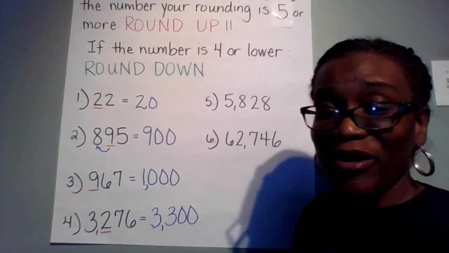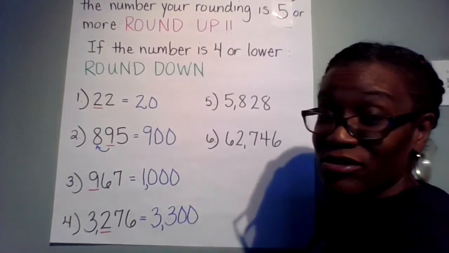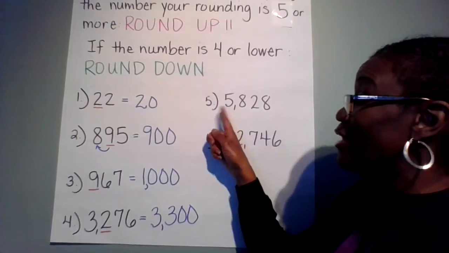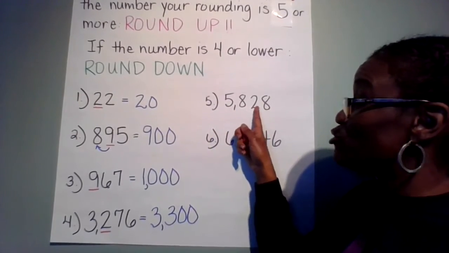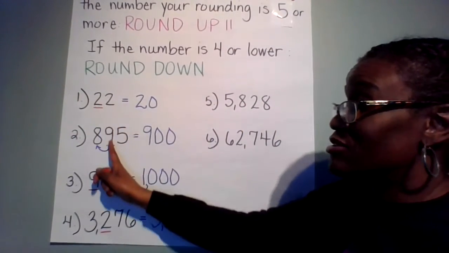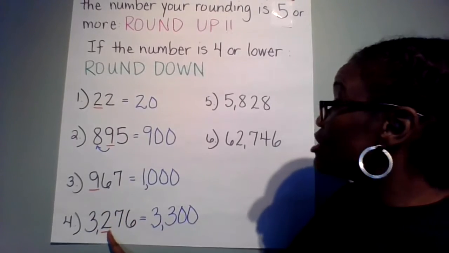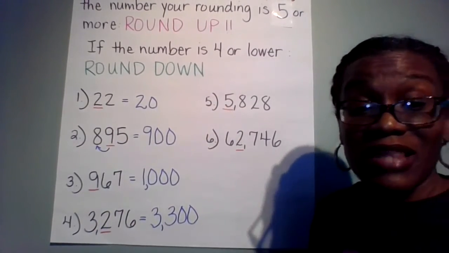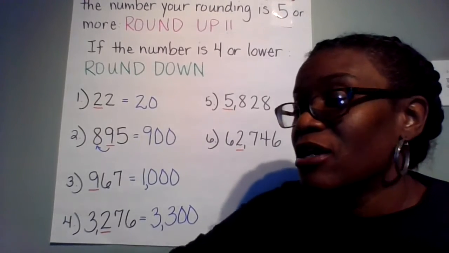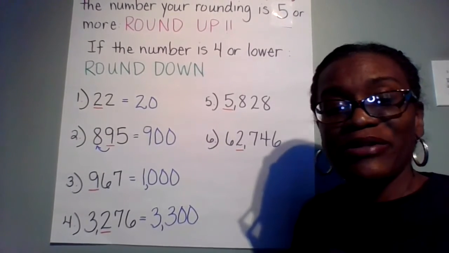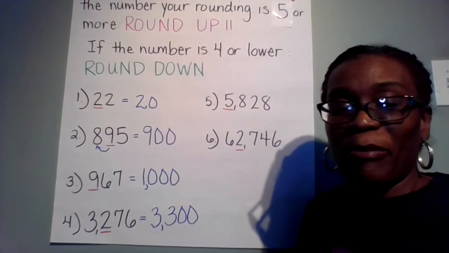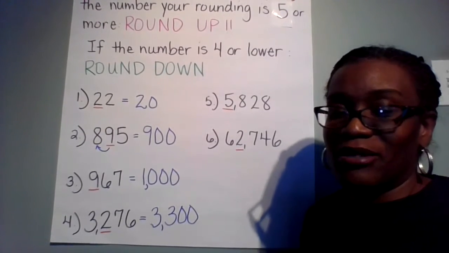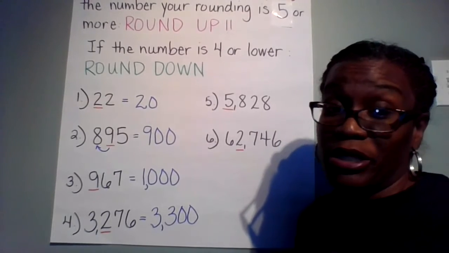So now we're getting tough. We're getting higher. So, scholars, let me scoot back a little bit so you can see the number. So, scholars, we have 5,828. We've rounded to the tens, we've rounded to the hundreds, and now we're going to be rounding to the thousands. And again, don't be afraid of big numbers, because I like to say big numbers mean big money, and everybody loves big money. So we can't be afraid of big numbers.